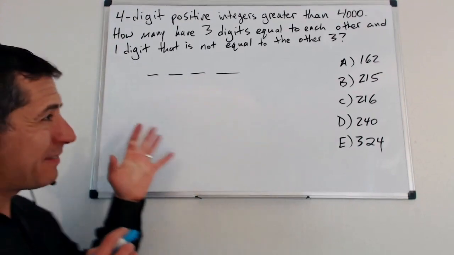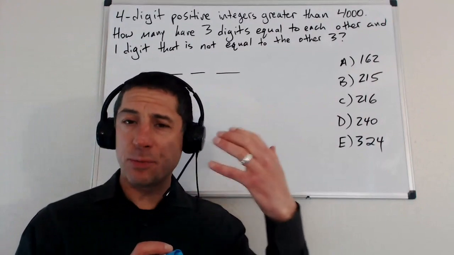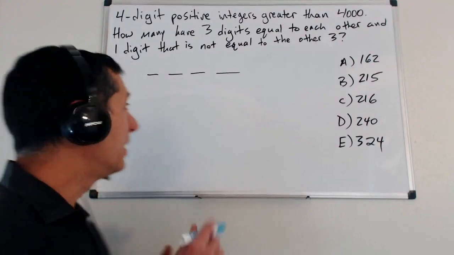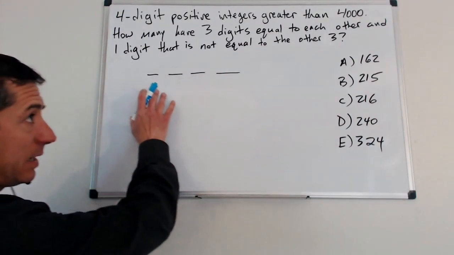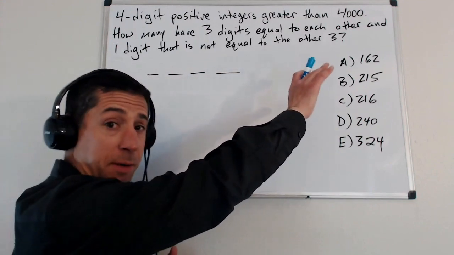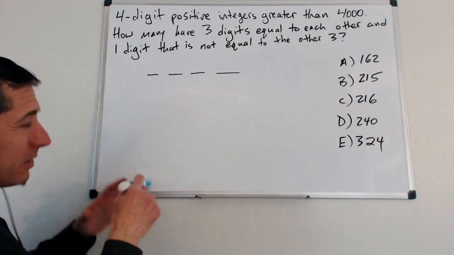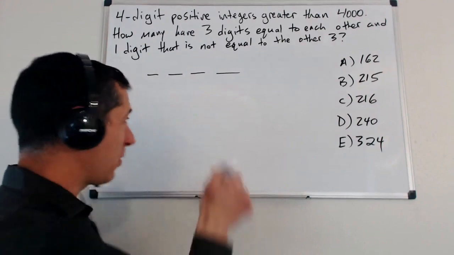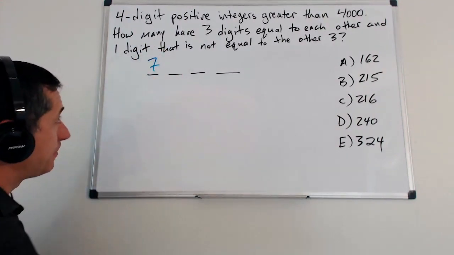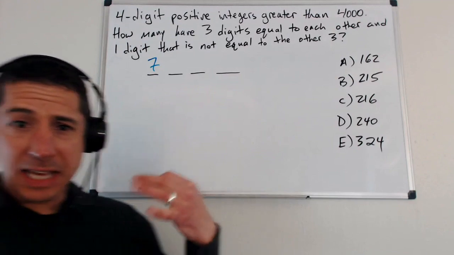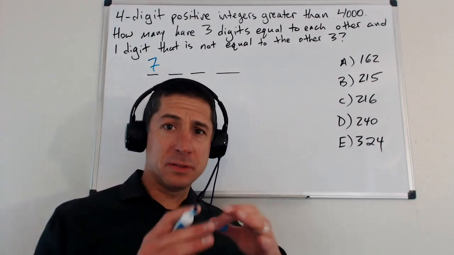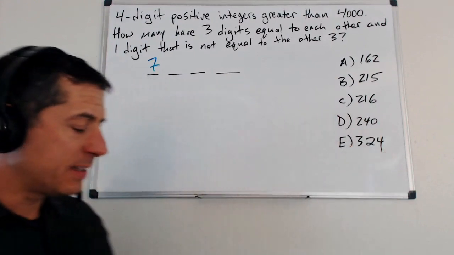I'm going to start with kind of an example here just so I can illustrate the principle to myself and see if I can expand it out. Now, that first digit is where I'm going to begin. I know it's got to be a four or above. I'm going to pick something kind of in the middle just to help me think through. Let's pretend the first one is a seven. And I want to start thinking through ways that it's possible to get three digits that are the same and a fourth digit that's different.